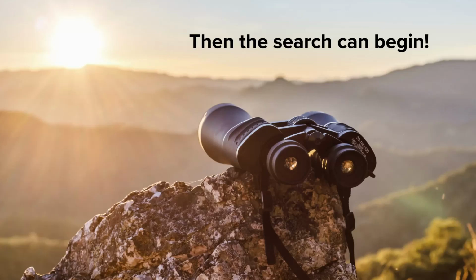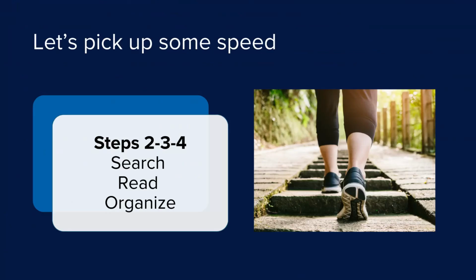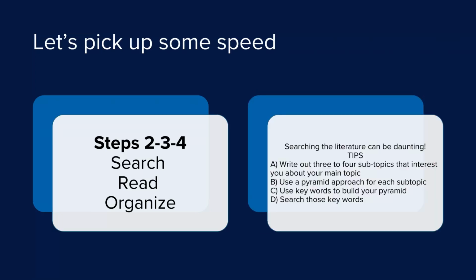And notice I haven't said anything really about writing yet. We're still in the organizational and preparation stage. So let's talk about how we start searching for literature and what we do with it. In this general point, we're going to talk about steps 2, 3, and 4, where we search, read, and organize. And we're going to pick up some speed now. So we're going from a walk to maybe a light to a faster jog.